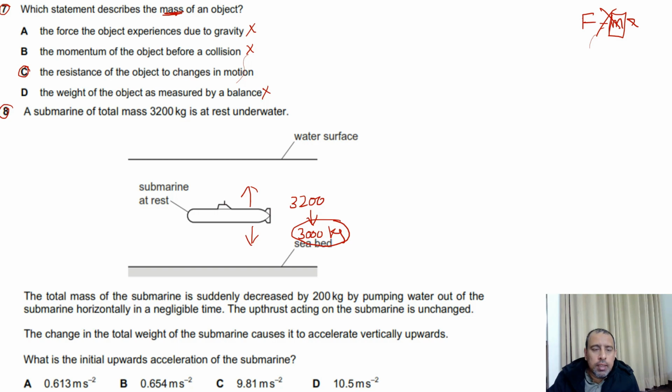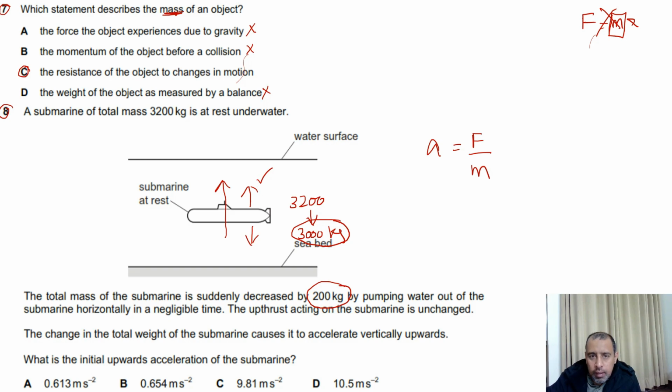The water goes out of the submarine horizontally in a negligible time. Okay, the upthrust acting on the submarine is unchanged. It means this force is unchanged as well. The change in the total weight of the submarine causes it to accelerate vertically upward. It means this downward force starts decreasing. That's why it will accelerate upward. If it accelerates, it means a is equal to F over m. Now we have to find the resultant force. The resultant force is because of this mass. This mass causes the resultant force because initially it was balanced.